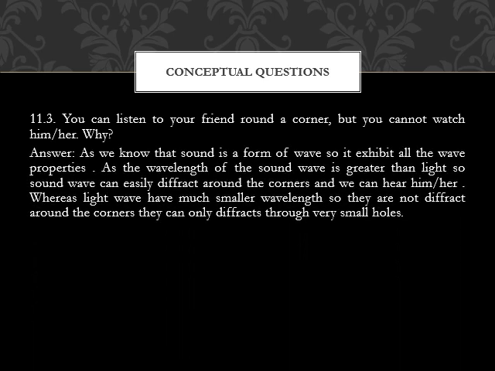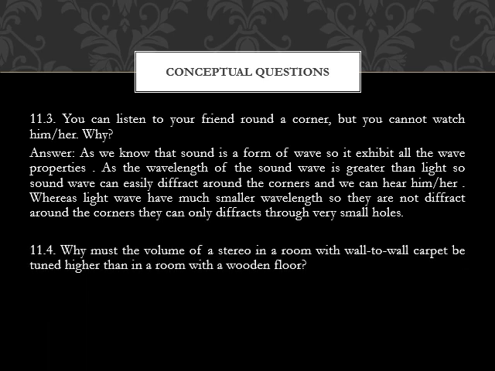As you know that sound is a form of wave, so it exhibits all the wave properties. As the wavelength of the sound wave is greater than the light, the sound wave can easily diffract around the corners and we can hear him or her. Whereas the light wave has smaller wavelength, so it does not diffract around the corners. They can only diffract through very small holes.